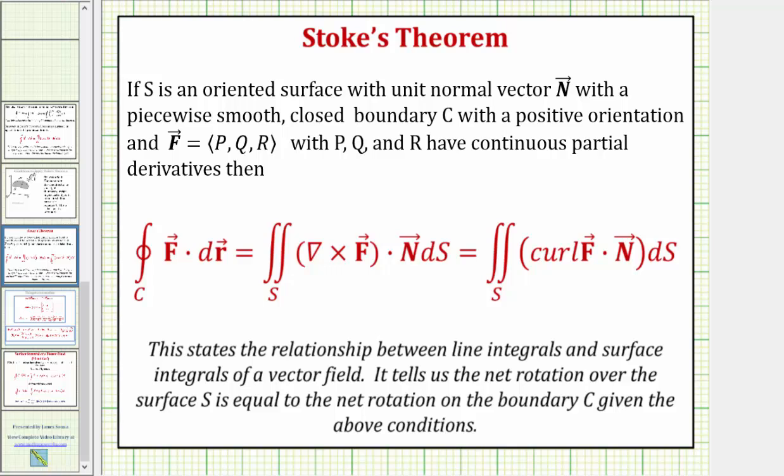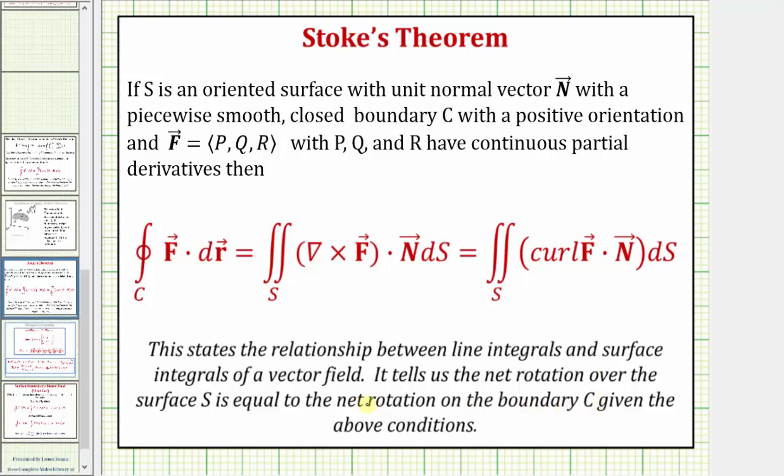Stokes' theorem states that if S is an oriented surface with unit normal vector n with a piecewise smooth closed boundary C with a positive orientation, and the vector field F has components P, Q, R, which all have continuous partial derivatives, then the double integral over the surface S of the curl of F dot n dS is equal to the line integral along the closed curve C of F dot dr. So this states the relationship between line integrals and surface integrals of a vector field under these conditions. It tells us that the net rotation over the surface S is equal to the net rotation on the boundary C.